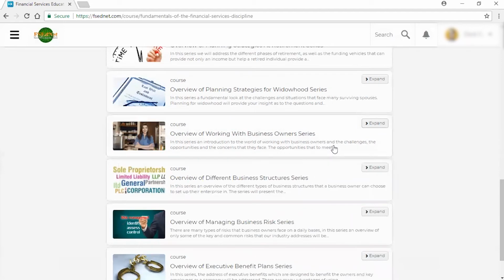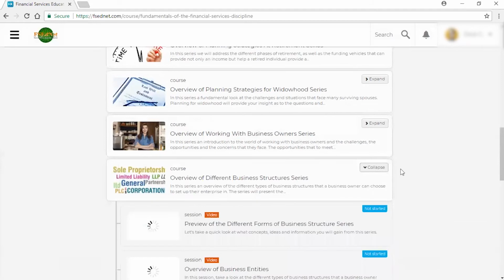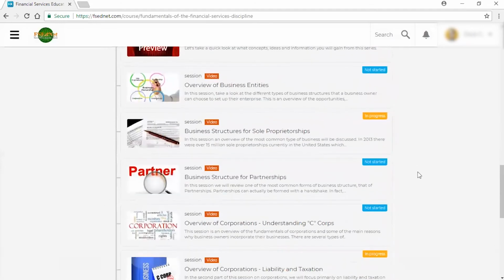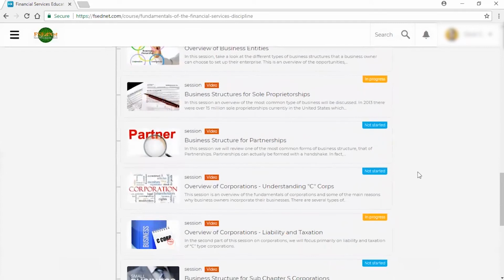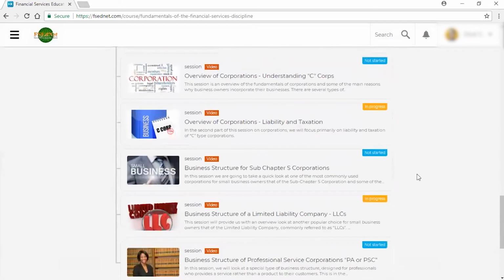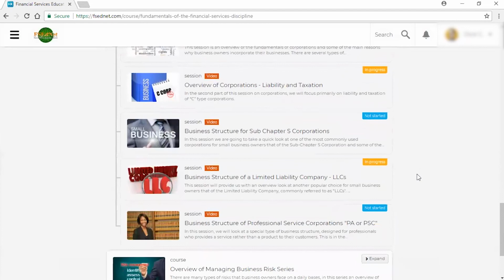We will then look at how businesses are organized, such as a sole proprietorship. Here, we will learn how they are taxed, what liabilities their owner has, their advantages, their disadvantages, their challenges, and their opportunity. We will do the same with partnerships, C Corps, S Corps, LLCs, and PAs.